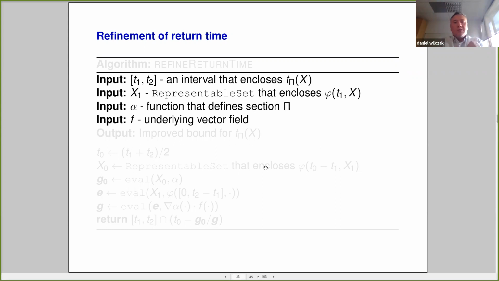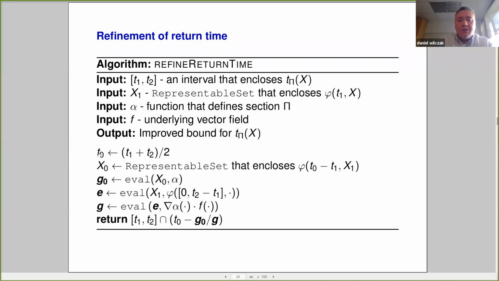But usually this return time is very large, and we want to shrink it as much as possible. So this is the first algorithm, which is a step in our computation of the Poincaré map: shrinking return time. At the beginning, we assume that we already have a return time t1 to t2, and we want to compute a tighter bound for this return time.